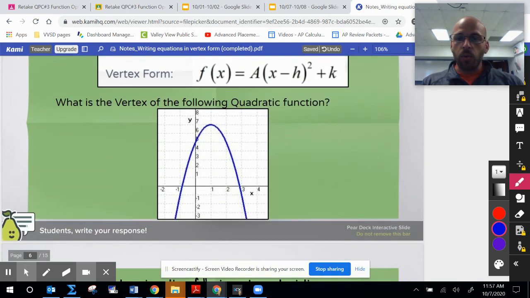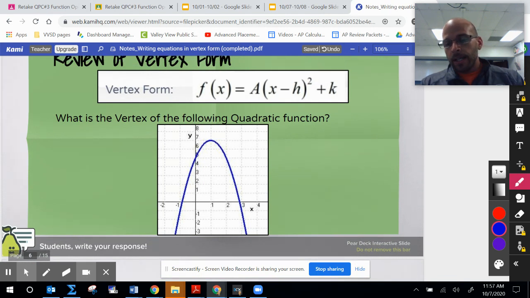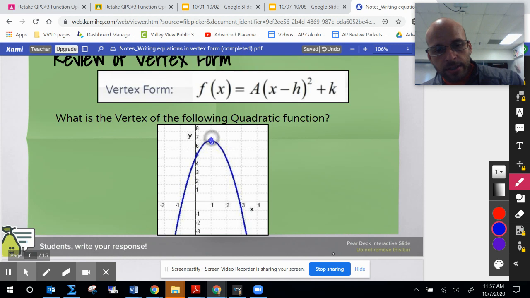All right. Here's another one. In this case, it's my maximum. It's the highest point on my graph. And if I draw a little dot here, you can see that the coordinates for this point are going to be (1, 7). All right.